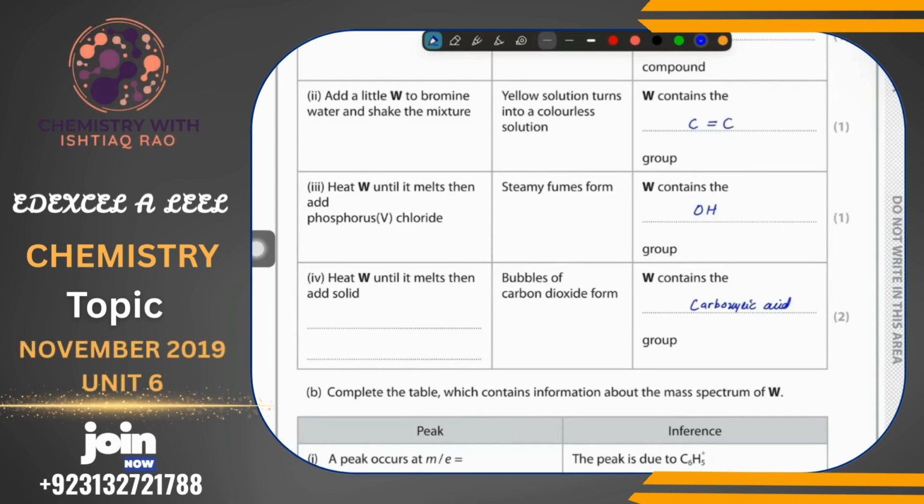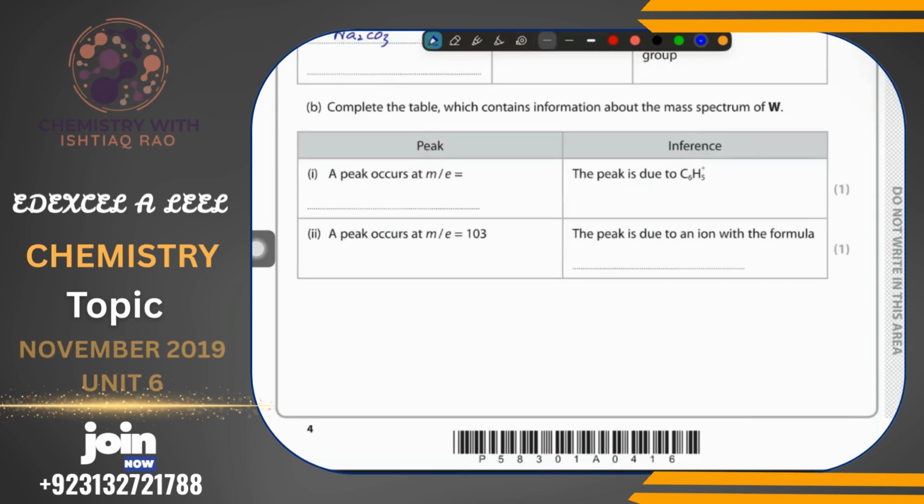Okay, so this is add solid sodium carbonate. Okay, this one. What's the Mr of W? Complete the peak table. 6 times 12 plus 5 times 1, 77.